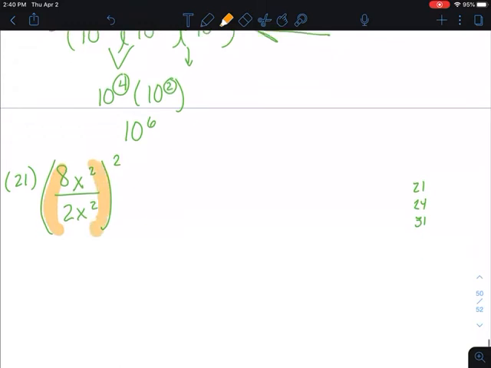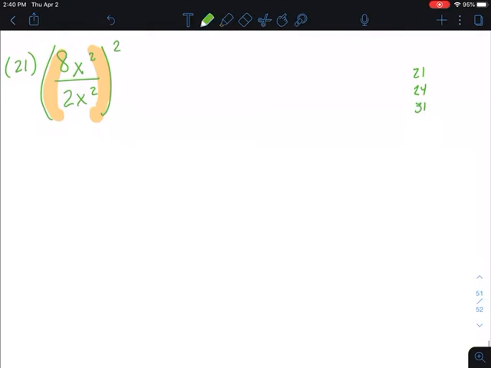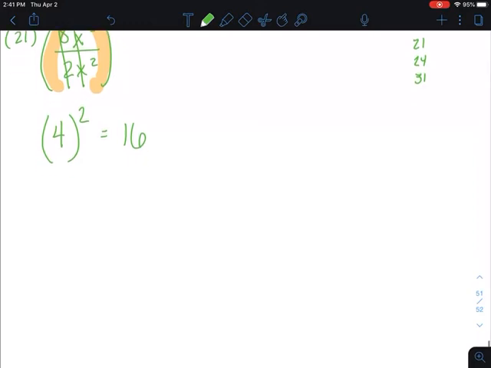My first suggestion is to simplify what you have inside the parentheses. So everything in here you want to simplify first. Think of it kind of like PEMDAS, parentheses come first. So 8 divided by 2 is 4, and then these x squared terms here will cancel. So what's left inside is a 4, and that's being squared, and 4 squared is 16.